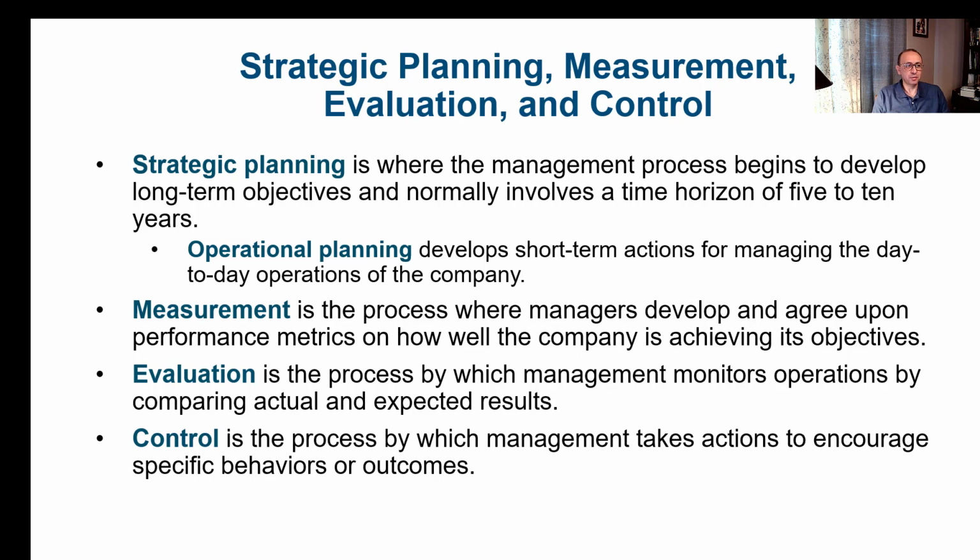Then we have the evaluation function, which is the process by which management monitors operations by comparing actual and expected results. So now we set the plan, we made our measurements, and then we see whether we are actually achieving what we expected or not. That's what we do in evaluation. Another very important function is control. Control is the process by which management takes action to encourage specific behaviors or outcomes. Control is very important because it also prevents any kind of wrongdoing or waste from happening in the operations of the business.